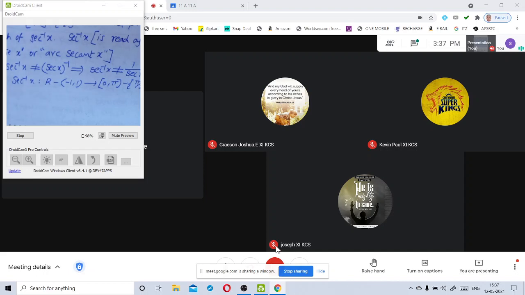In the previous class, we have discussed principal value branches of sin inverse x, cos inverse x, tan inverse x, cot inverse x, secant inverse x. And the last one is cosecant inverse x.